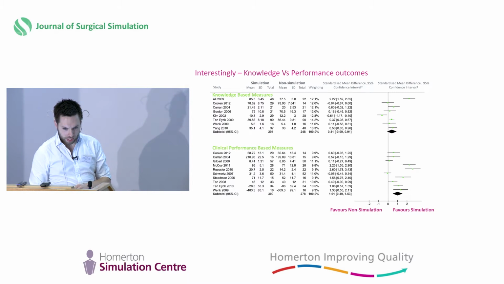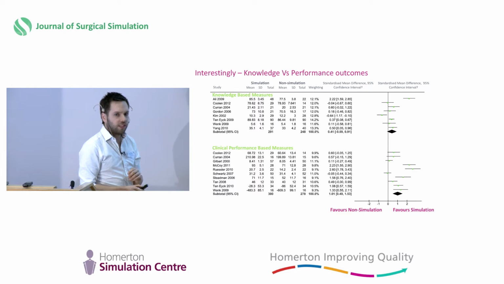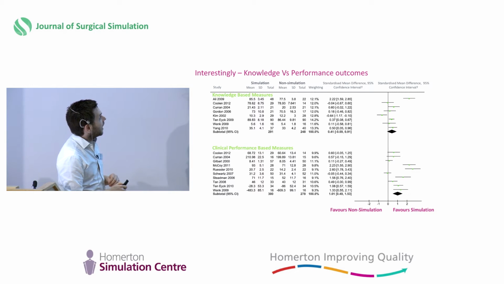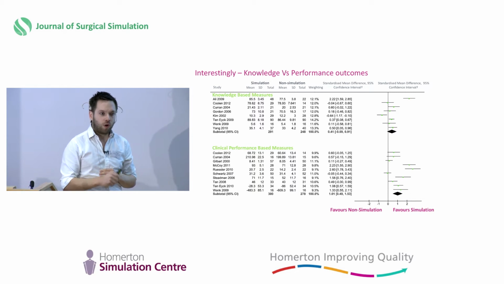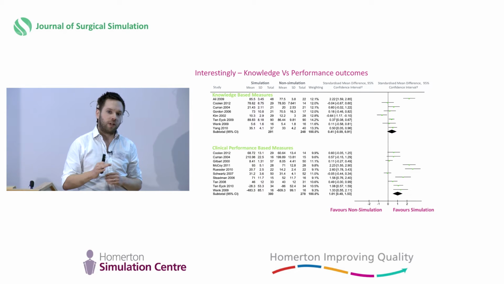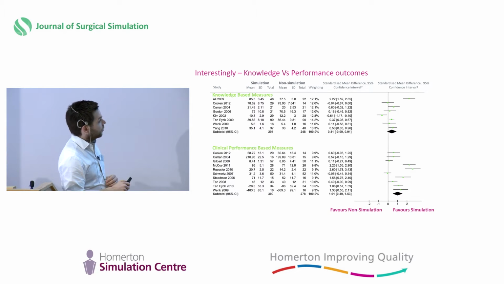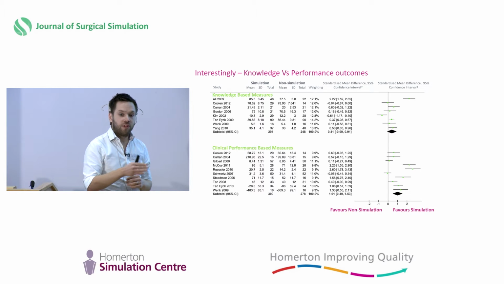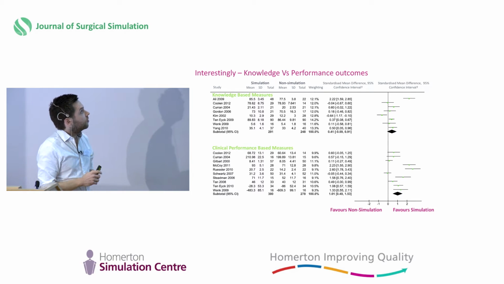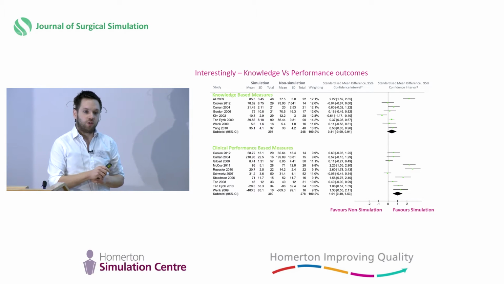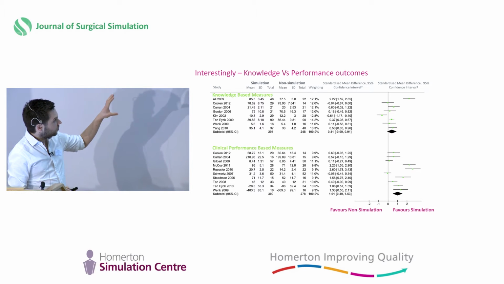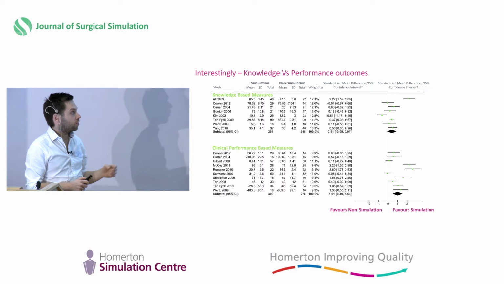So this is quite interesting, and this shows something that's quite different to what we see in postgraduate learners. This is the analysis broken down by knowledge-based outcome measures and clinical performance-based outcome measures. What you see in postgraduates is that simulation is effective in both of these measures. But actually in medical students, we found no evidence that simulation was effective for teaching facts and knowledge, compared to clinical performance where simulation was effective.